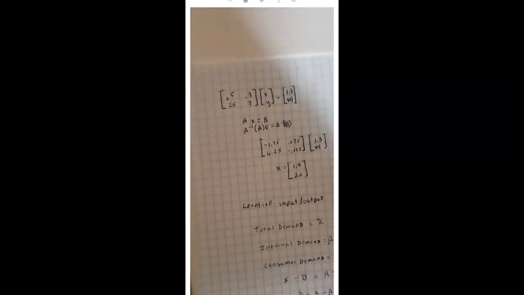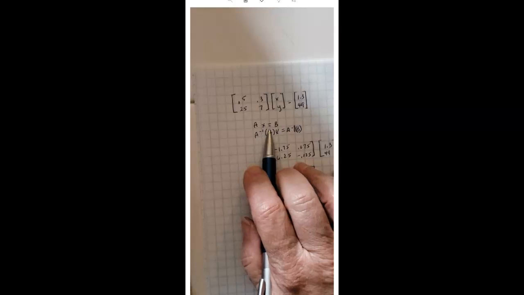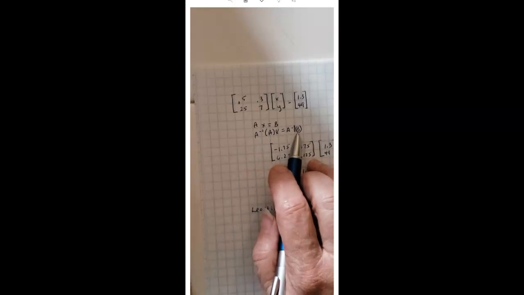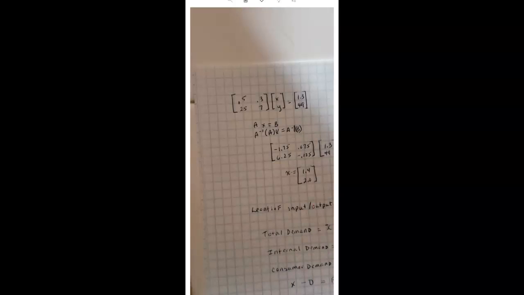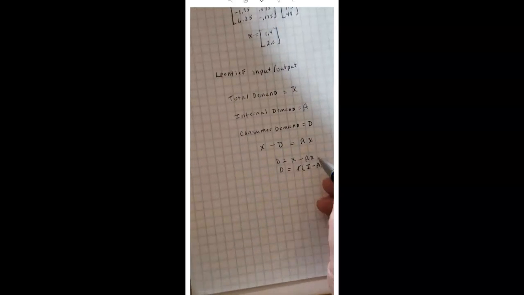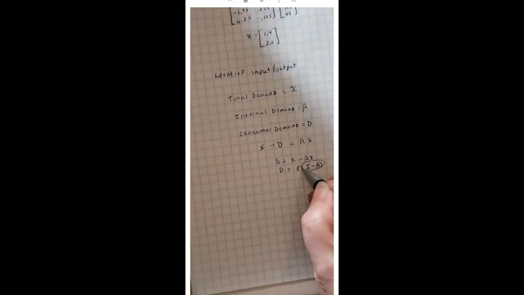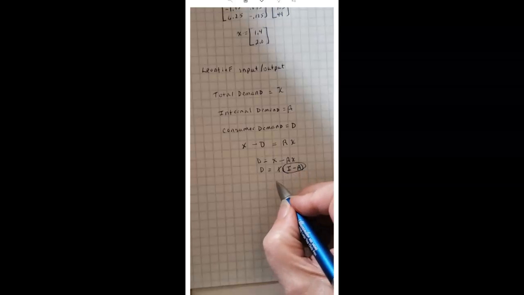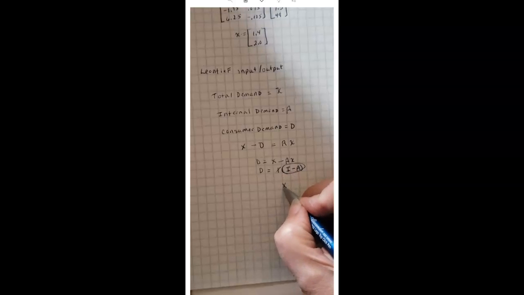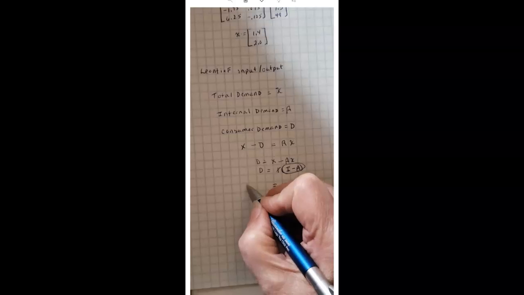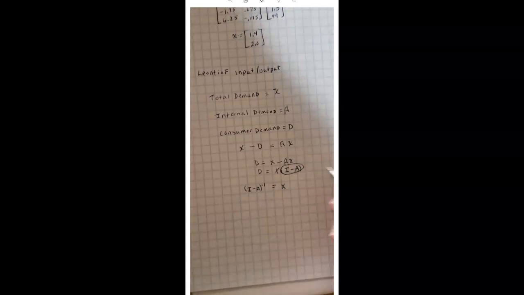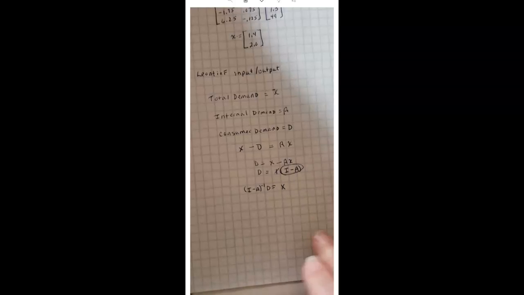And remembering what we used up here, in order to solve a matrix equation and get the matrix A to move over to this side, we had to use its inverse. So I'm going to need to get this matrix on the other side, so I need to use its inverse. So X is equal to the inverse of that matrix times the consumer demand matrix.